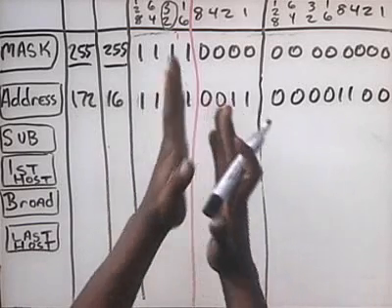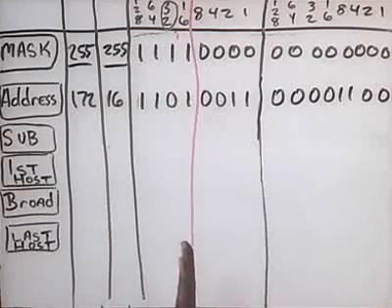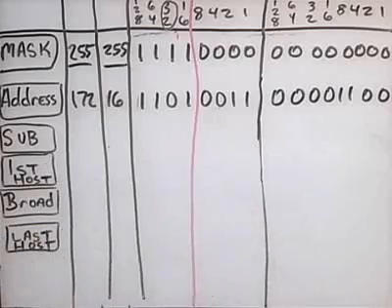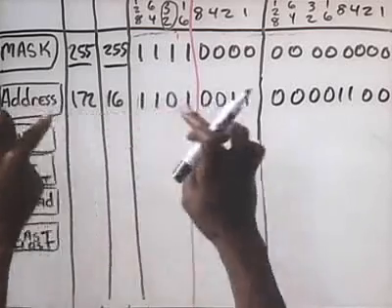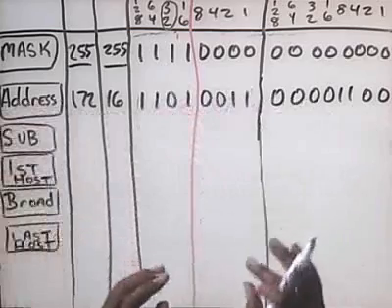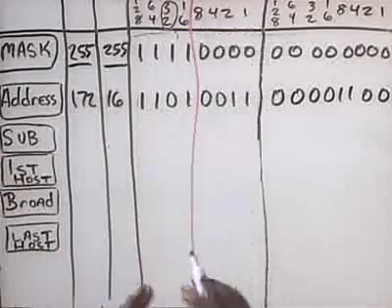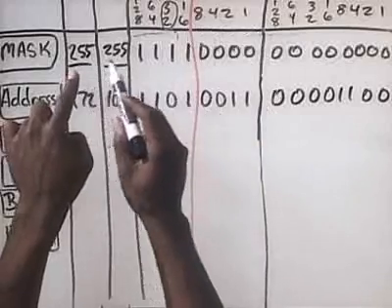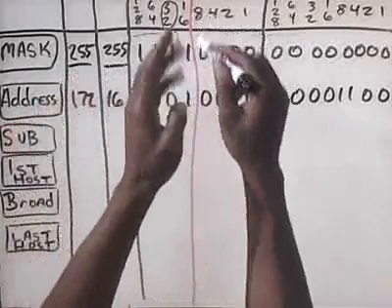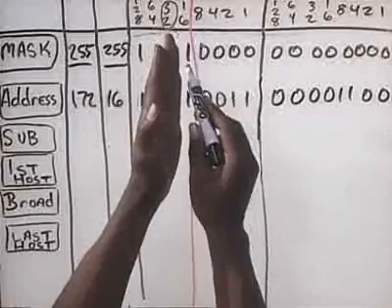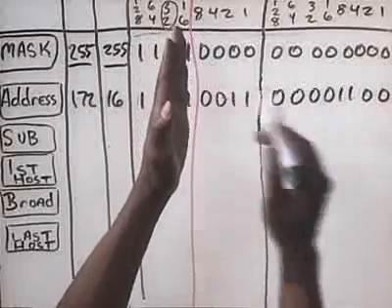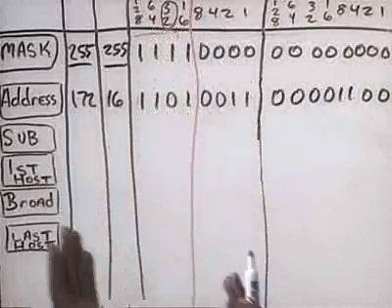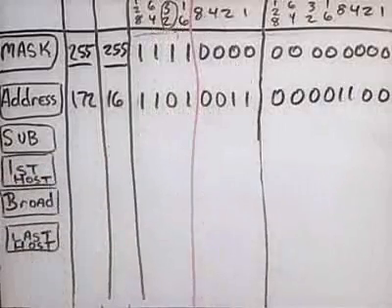Now, as I mentioned, once we have this line in place, everything to the left side stays the same from this address, and everything to the right will be manipulated. Where did the line come from? The line came from where the ones in the mask stopped. Wherever the ones stop, between that last one and the first zero here, you draw your red line. Once you've got that line, everything else just falls in place.